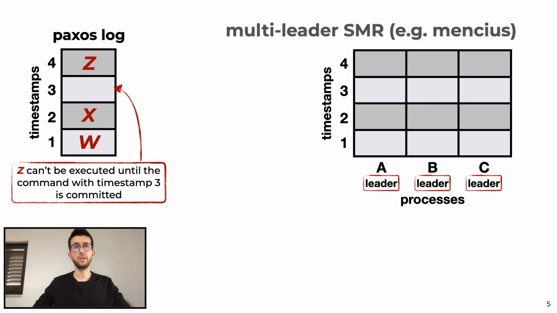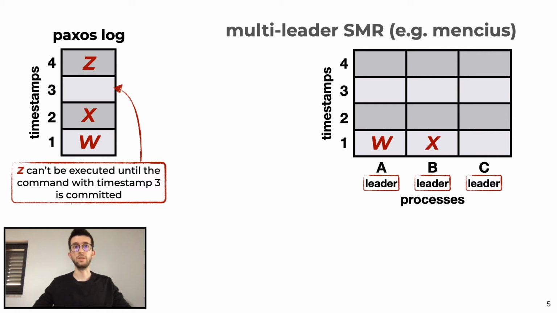Mencius is also an SMR protocol, but with multiple leaders. In Mencius, each leader commits commands in a similar fashion to Paxos, but commands are ordered differently. Since we can have commands committed with the same timestamp, we're going to break ties using the leader identifier. So in this example, we have 3 leaders, A, B, and C. If a replica sees command W by leader A committed with timestamp 1, it can execute it right away, as no command can be ordered before W.